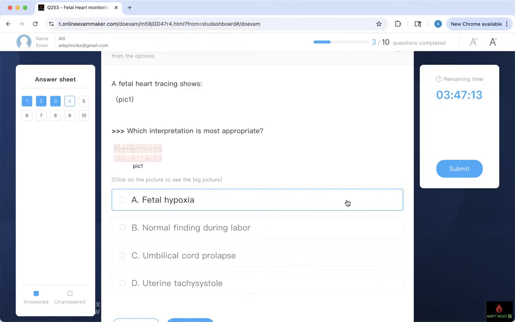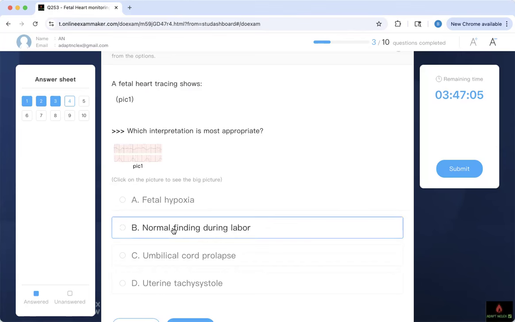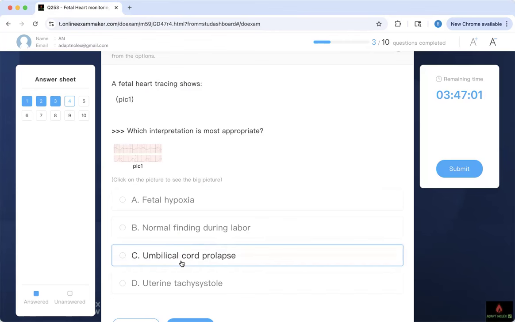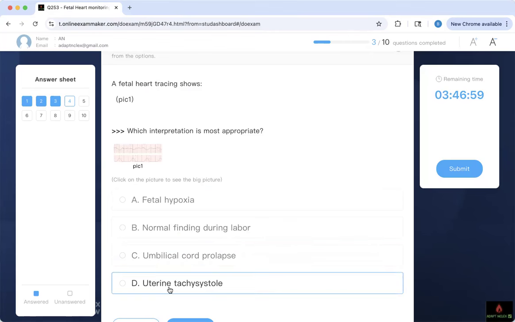Now, figure out what that is. If I see early deceleration, is it due to hypoxia, the baby is not getting oxygen? Or is this normal that we find during labor? Or is it umbilical cord prolapse? Or uterine tachysystole? Which one did you pick? Test taking strategy: it can't be tachysystole because we have only 4 contractions.